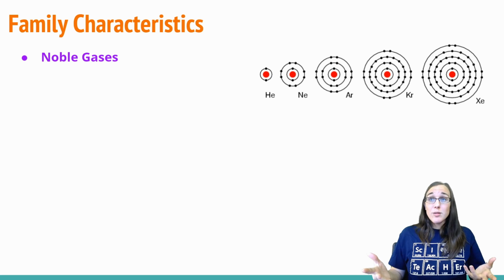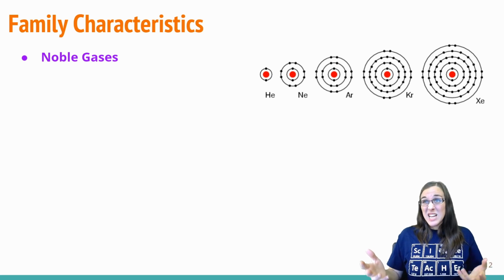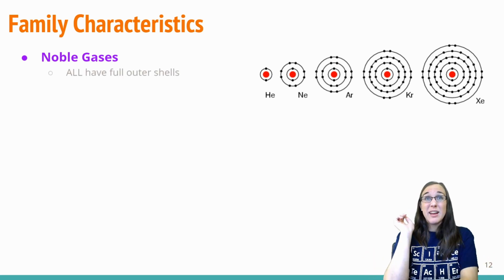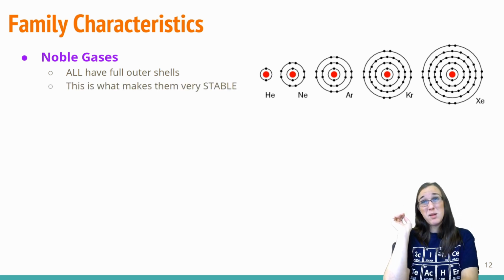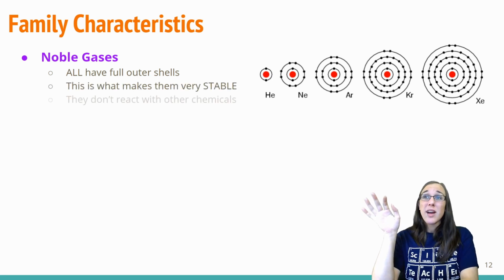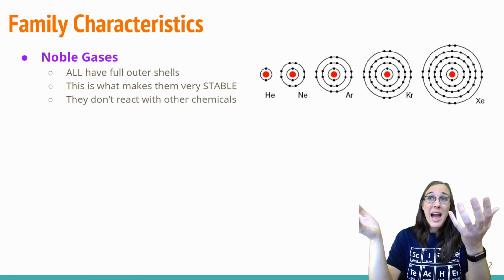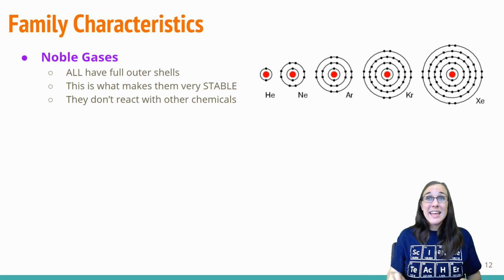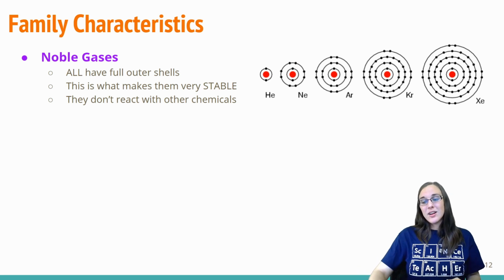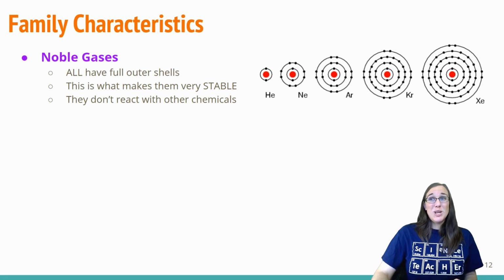So first and foremost, the noble gases, they're kind of snobby. They're like noble, right? And we have full outer shells and we're stable. We don't need anybody in our life. So the noble gases don't really mingle or react with other chemicals because they have everything that they need already. They don't really need to react with anybody else. They're just chill, being who they are.